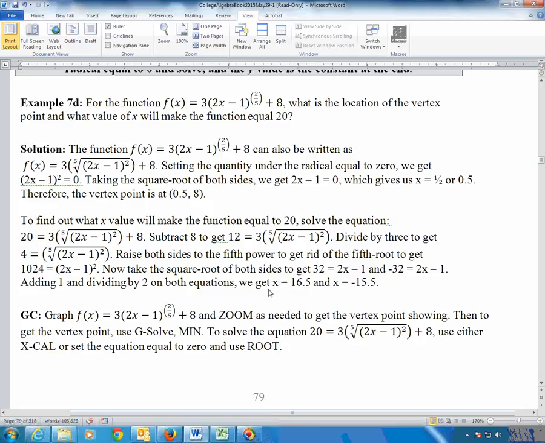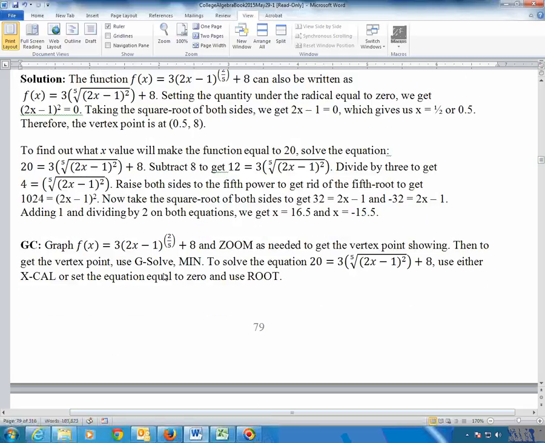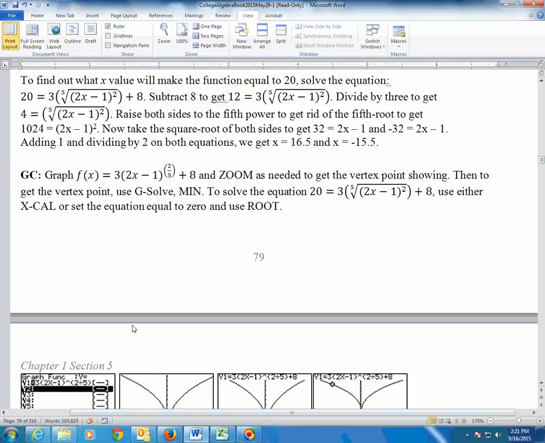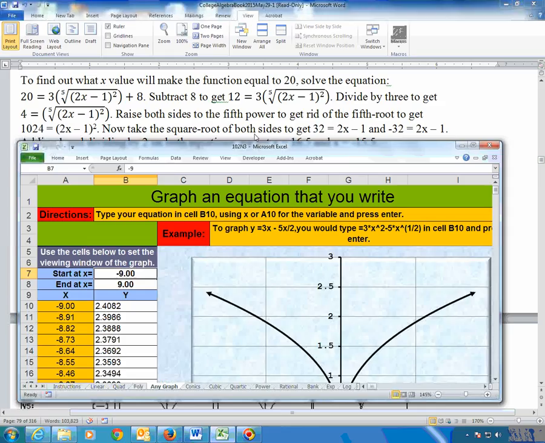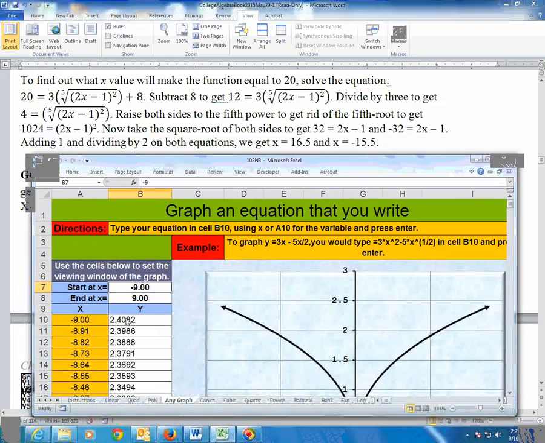To do it on Excel, well, this is what we need to type in. We have to set the equation equal to 0. So move that 20 to the other side. So I'm going to go ahead and do that on Excel. Let me shrink this down so we can see it. So I'm going to type in equals, I'm going to type in the right hand side, which is 3 times this parentheses right here, 2 times x minus 1 close parentheses. Now this is squared, so I'm going to say raised to the second power.